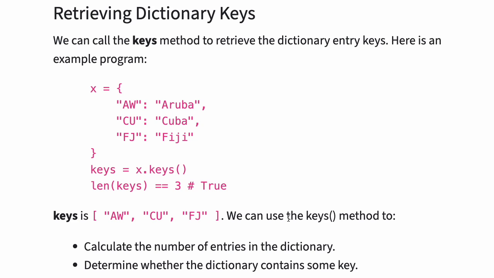We can use the keys method to calculate the number of entries in the dictionary and determine whether the dictionary contains some key. Note that in Python 3, the keys method returns a view rather than a list, but it still serves the same purpose.